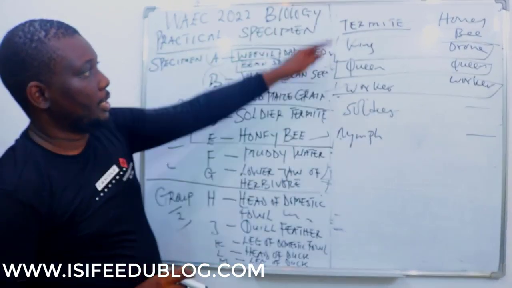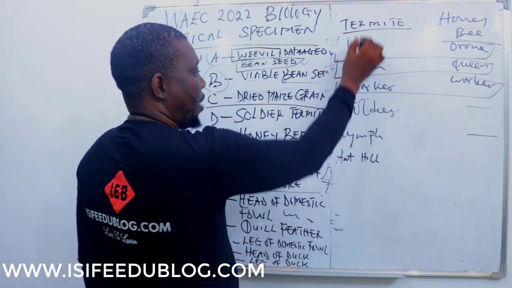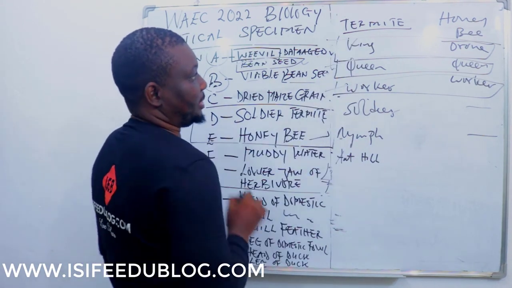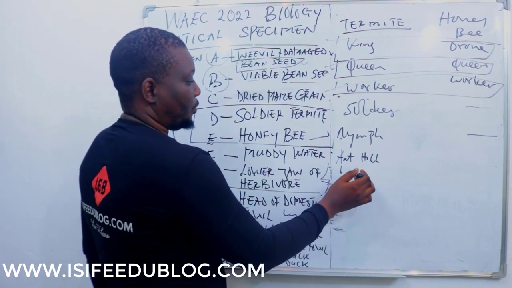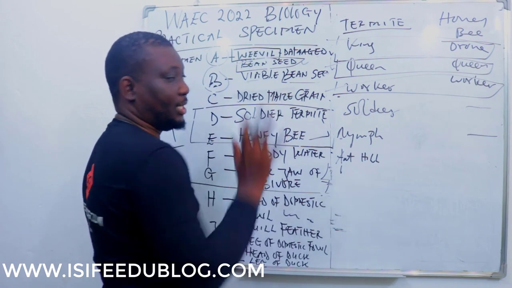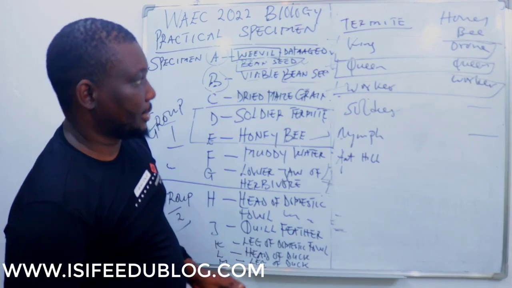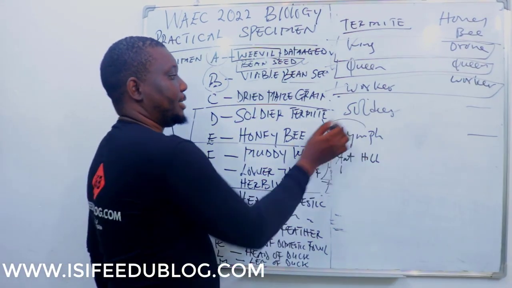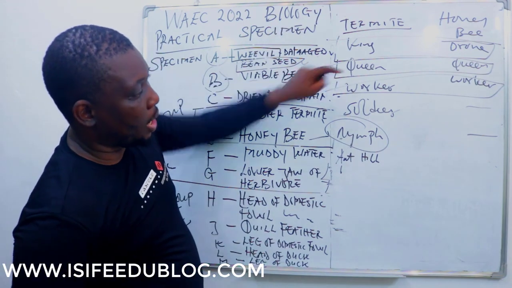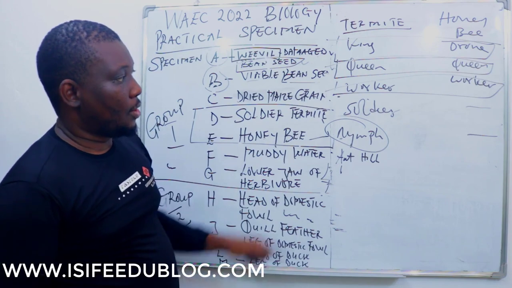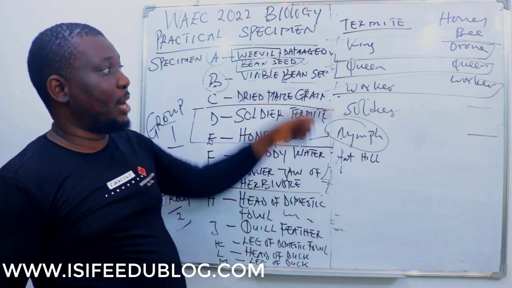Now, a termitry is a place where they live. All of them live there. In a termitry, like I said before, there will be one king and one queen. Only one king and one queen must exist. The role of the king and queen is reproduction. The queen lays eggs, which hatch into nymphs. The nymph will molt to give you either a worker, a soldier, or even a potential king and potential queen.